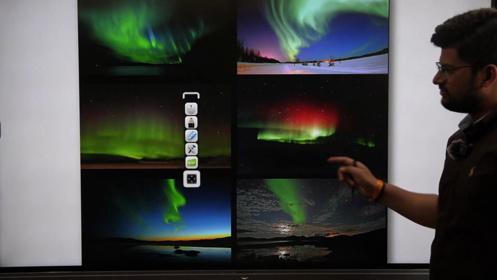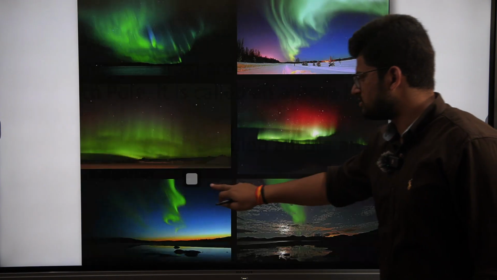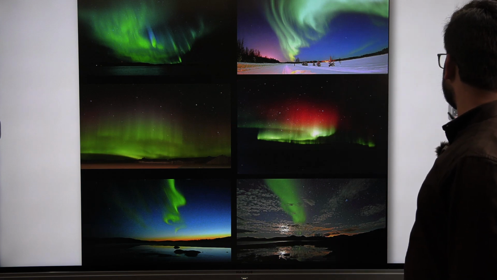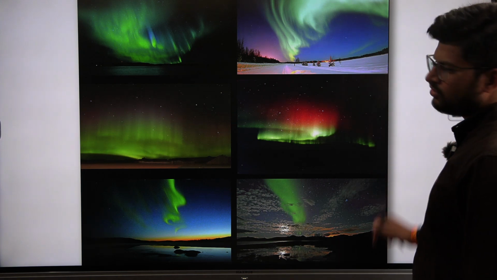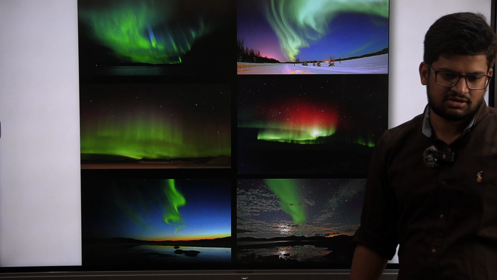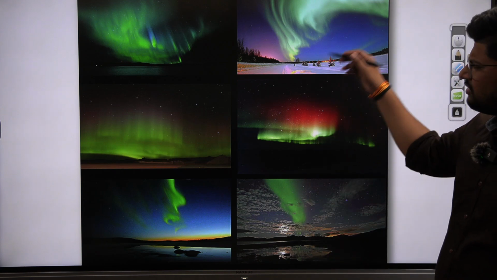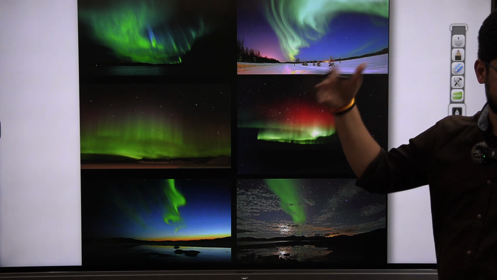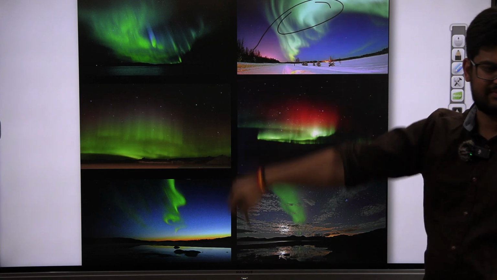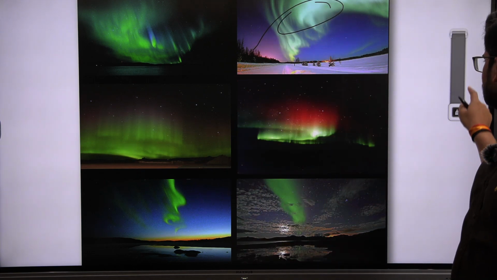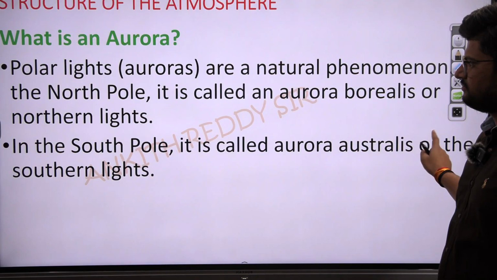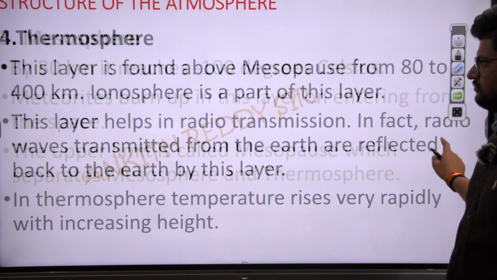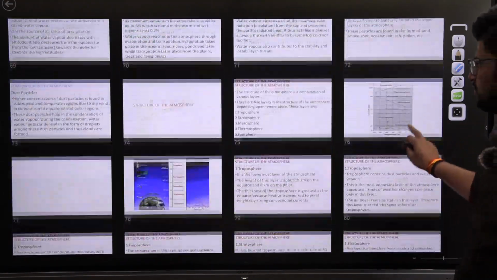Here you find this phenomenon called auroras. In the northern hemisphere they are called aurora borealis. In the southern hemisphere they are called aurora australis. They are called northern lights, green lights. Why does this phenomenon occur in the thermosphere? What is the reason for this?